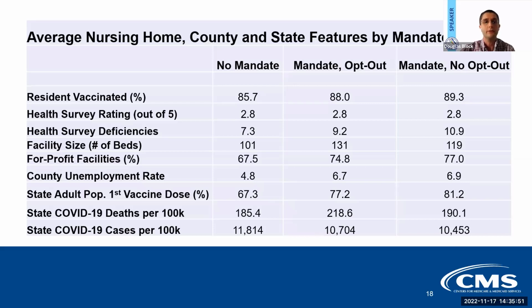And again, similarly, if you look at all these other metrics that we include in our model, they're not 100% the same, but they are similar across a variety of metrics ranging from case rates, facility size, for-profit status, et cetera, which gives us a little bit more confidence in our results being generalizable to a broader population.